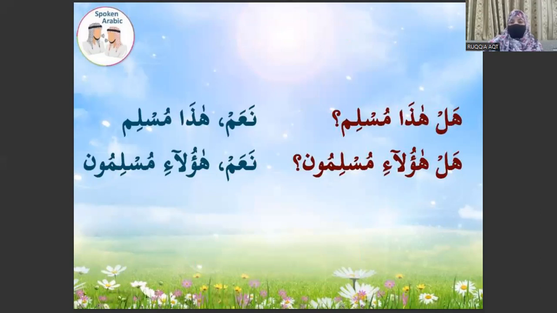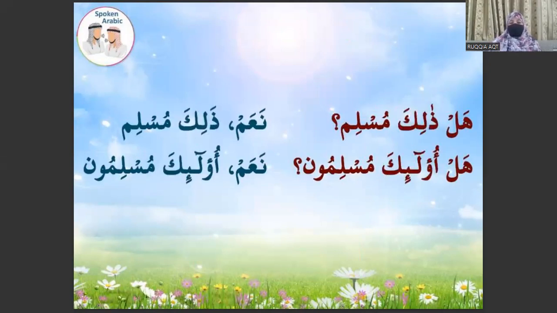Haza Muslim? Naam, haza Muslim. Haulai Muslimun? Naam, haulai Muslimun. Very good. Hal zalika Muslim? Naam, zalika Muslim. Hal ulaika Muslimun? Naam, ulaika Muslimun.